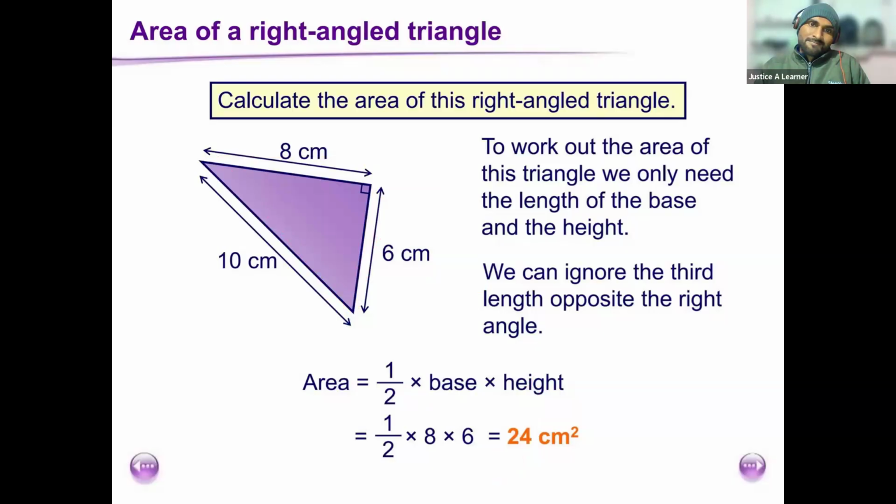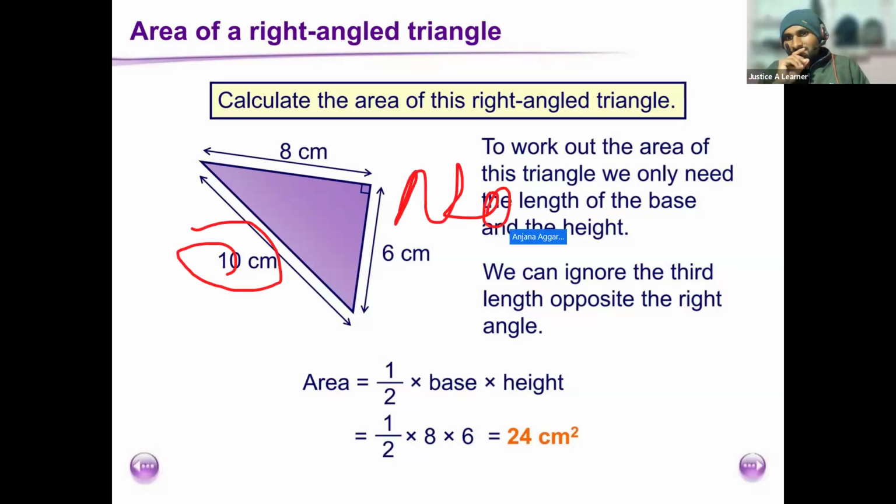So the answer will be 8 times 6, 48. 48 divided by 2 is 24. This was a little tricky because the side given is not necessary, it is not being used, right?